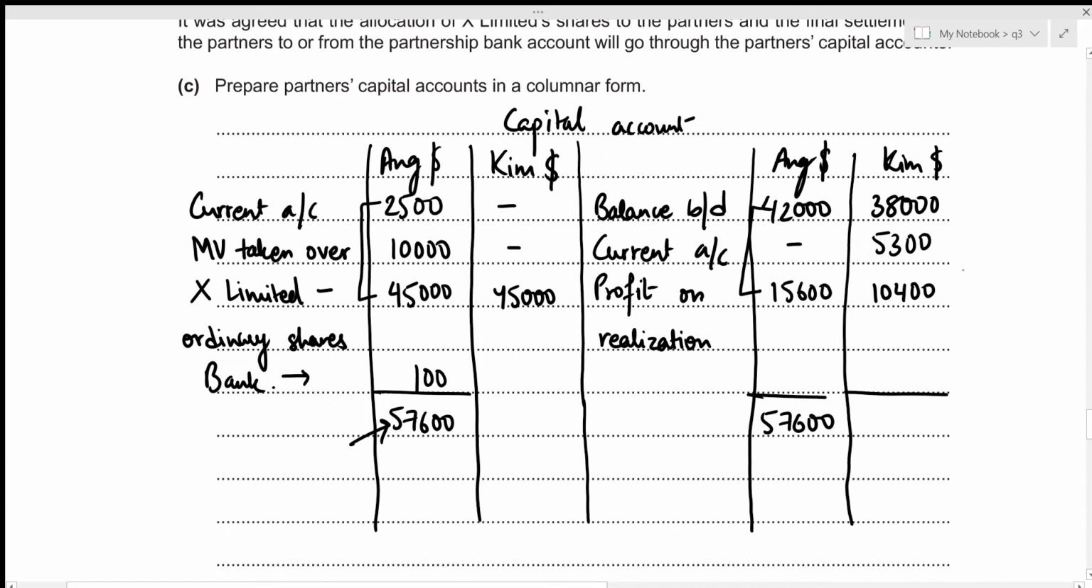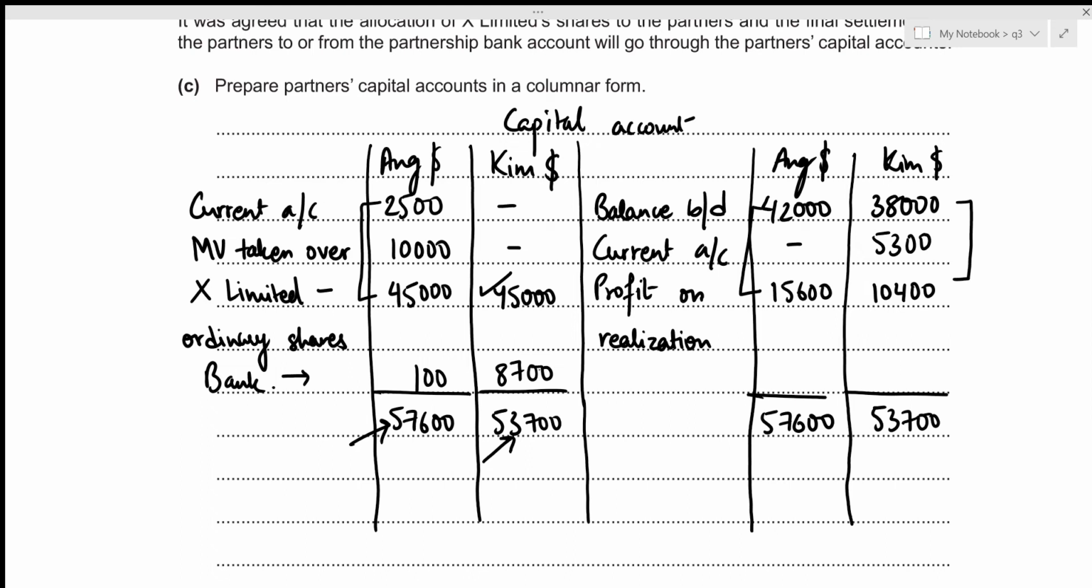Now we repeat the same process for Kim. So the credit total for Kim is going to be the sum of these 3 amounts. That's 38,000 plus 5,300 plus 10,400, which results in the value of 53,700. And this total is to be for the debit side as well. So that's 53,700. Again, the bank acts as our balancing figure, and in order to figure out the balancing figure, we need to subtract this amount from the total. In this case, that's 53,700 minus 45,000, which results in the value of 8,700.